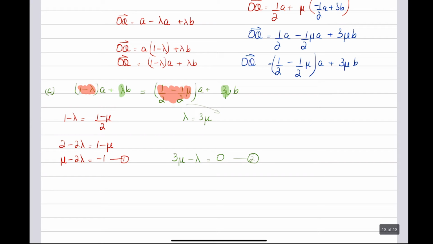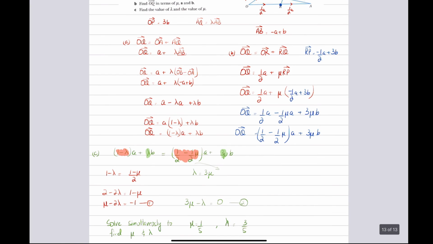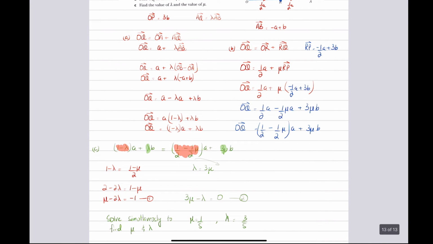So 1 minus 2 equals minus 1, 3 minus 1 equals 0. So here we have the value of mu, which is equal to 1 upon 5, and the value of lambda, which is equal to 3 upon 5. I should mention here that I've solved it simultaneously, so that later on when you are doing revision, you know what we've done. Solve simultaneously to find mu and lambda. And there you go. That's it. The end of the question.